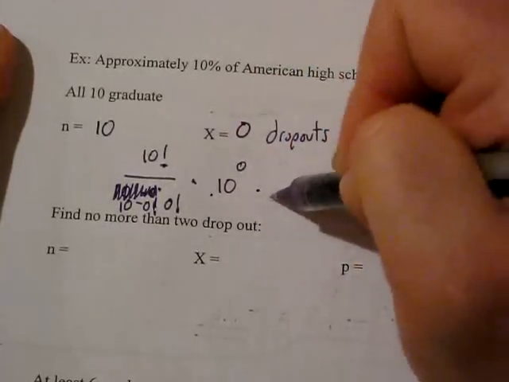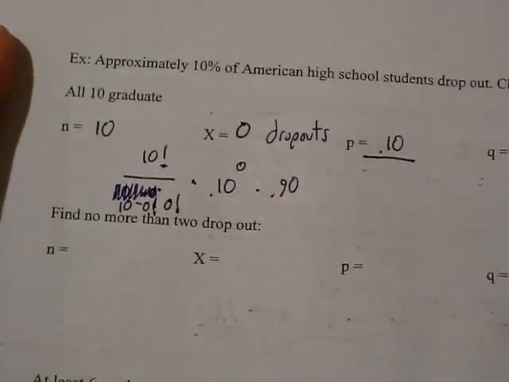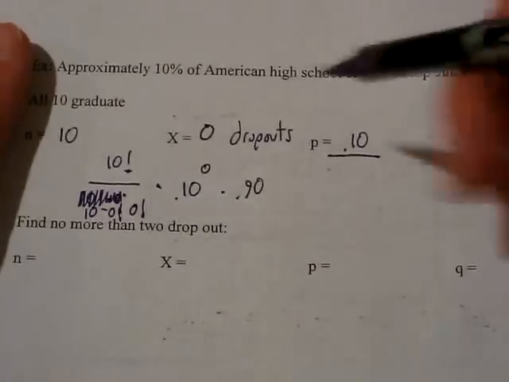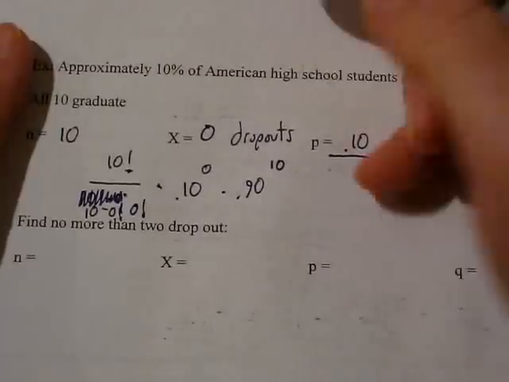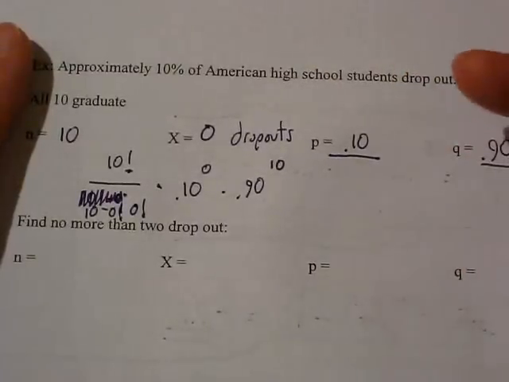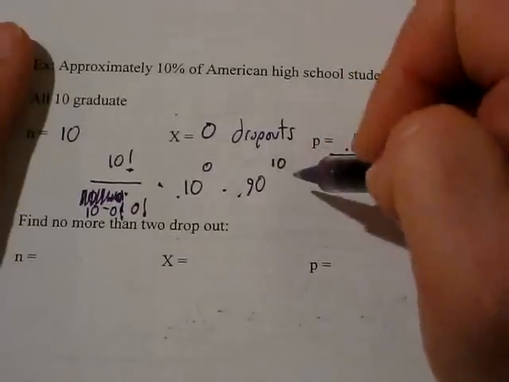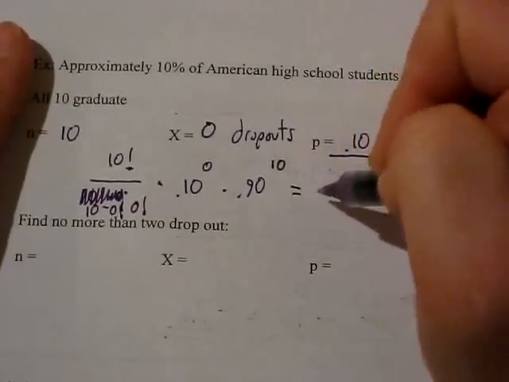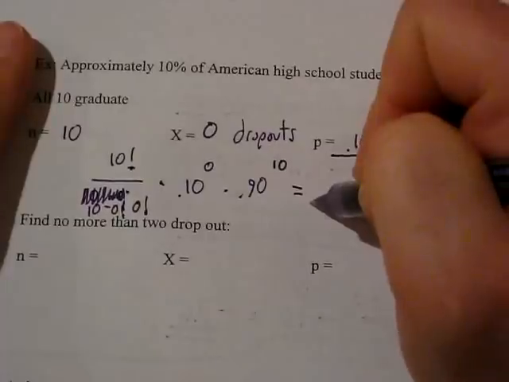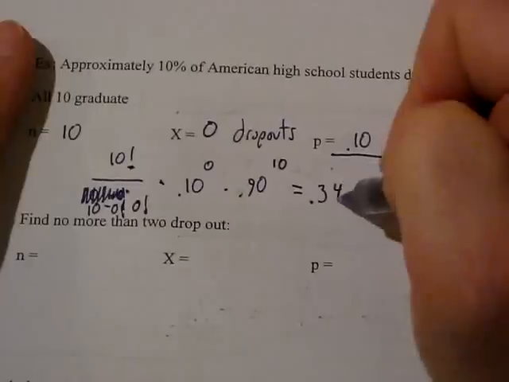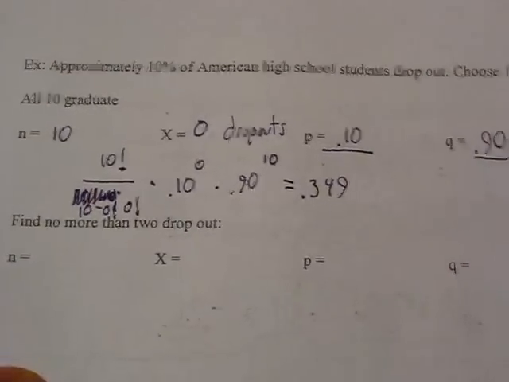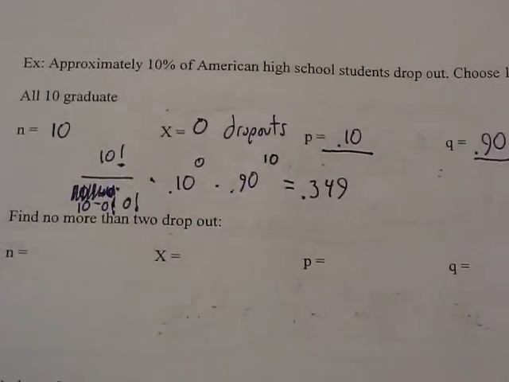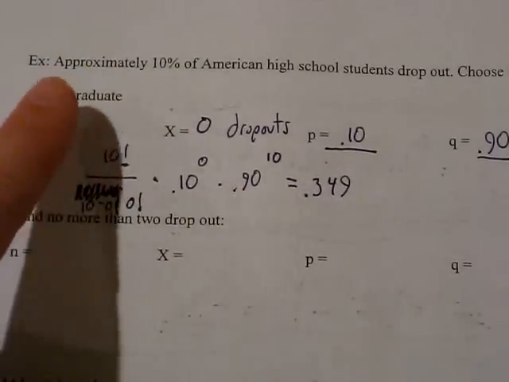And then we multiply by our 0.90. Since I left that as 0.90 instead of just 9/10, that's going to get raised to the 10th power, because that would be 10 minus 0, which is 10. And that gives me an answer of 0.349. That answer of 35% is the chance that if I pick 10 students at random, all 10 will graduate.